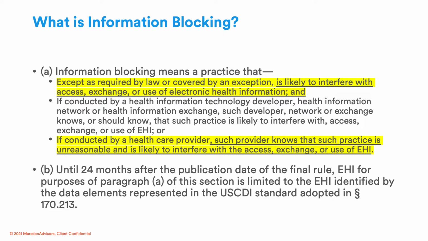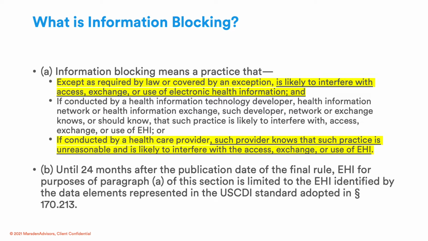Beginning at the top, you'll see that information blocking is a practice that, except as required by law or covered by an exception, is likely to interfere with access, exchange, or use of electronic health information, or EHI. Note that no actual harm or interference is required. The requirement is that the act is likely to interfere. The second highlighted statement shows the requirements for a provider for information blocking to be determined. A provider has to know that the practice is unreasonable and is likely to interfere with access, exchange, or use of EHI.